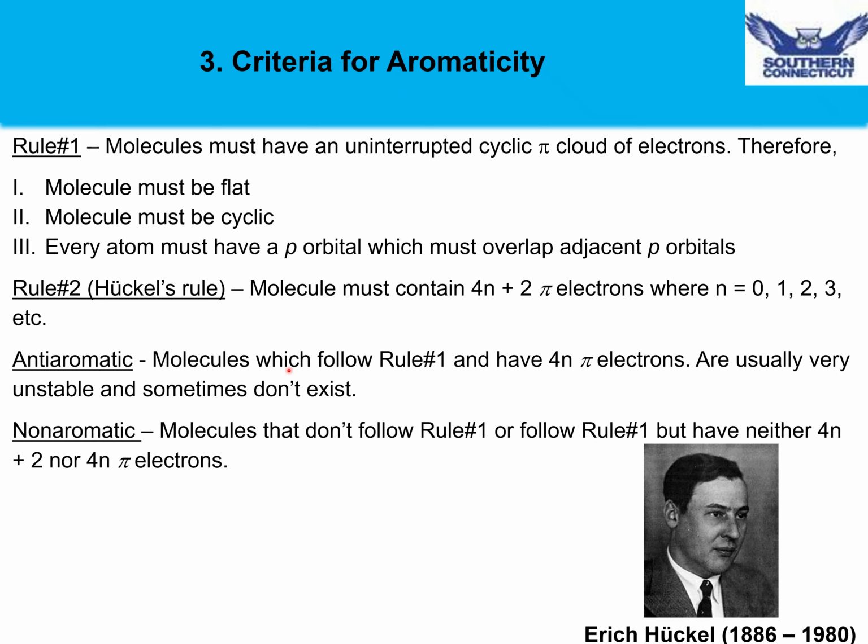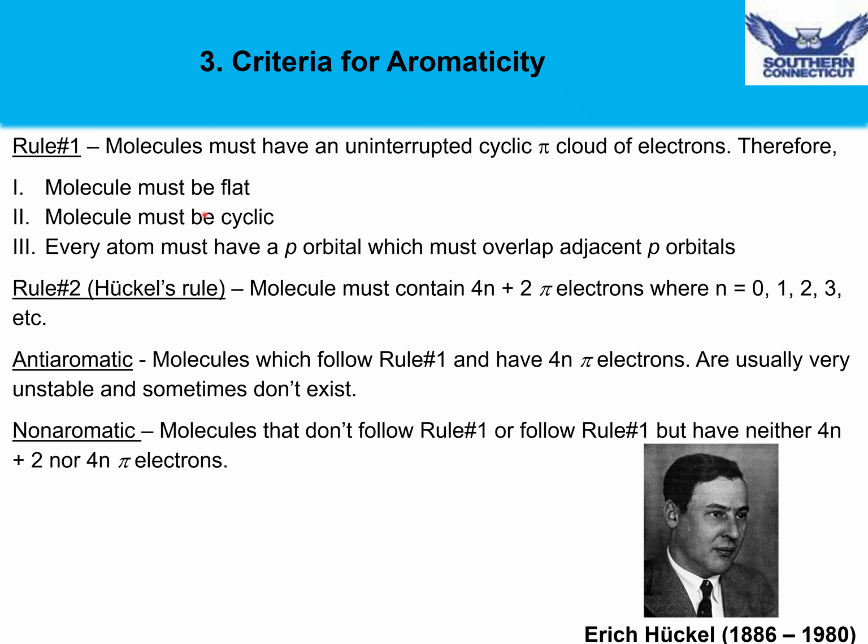There are some basic rules that we have in order to predict whether a compound, based on its structure, will be aromatic, anti-aromatic, or non-aromatic. The first rule, we're going to name it Rule 1, is that in order for a compound to be aromatic or anti-aromatic, it has to follow this rule. And the rule is that molecules must have an uninterrupted cyclic pi cloud of electrons. In order to do this, a molecule must be flat, it must be cyclic, and it has to have a p orbital at every atom of the ring.